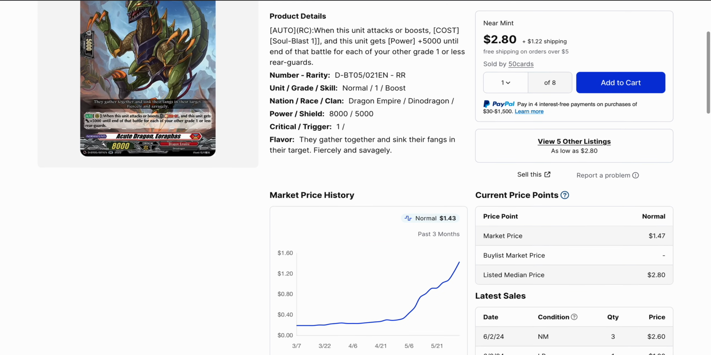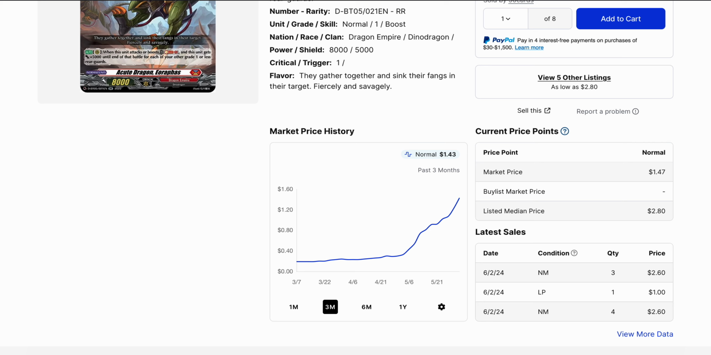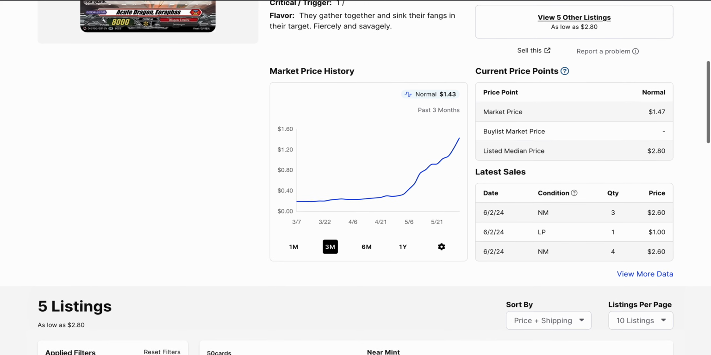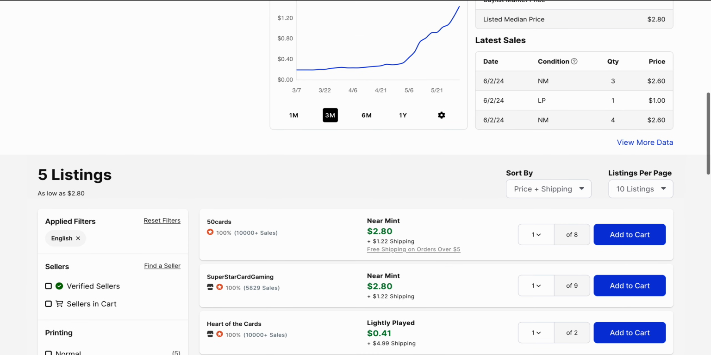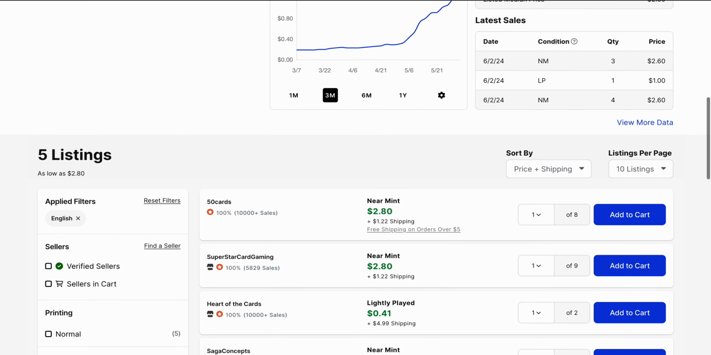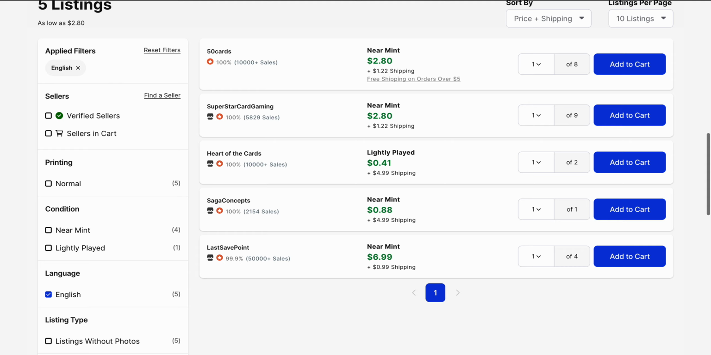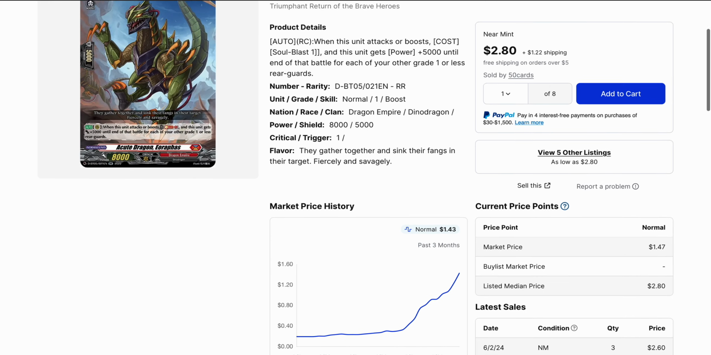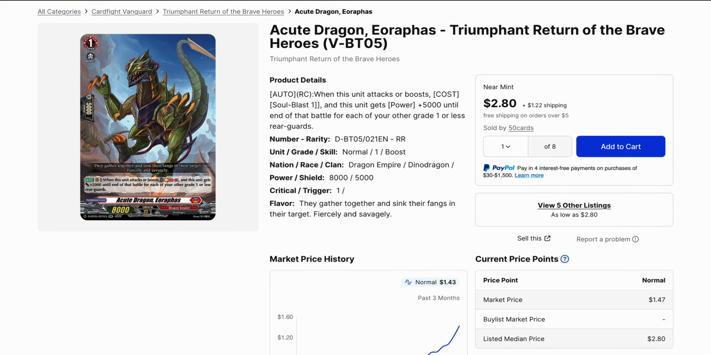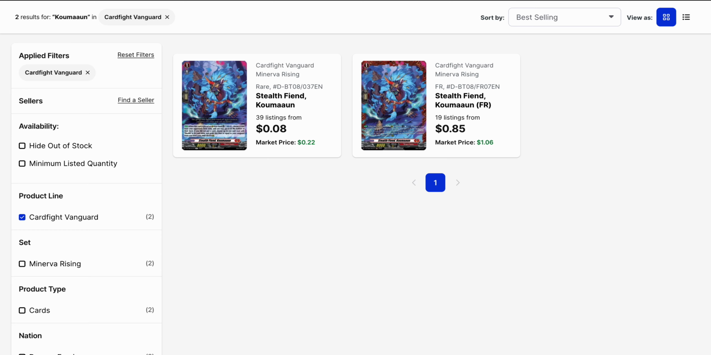This card is now 280 base, and the market price has increased from under 40 cents to over a dollar, almost $1.50, and it's been getting bought for $1 to almost $3. Listings available, we've only got 5 listings, and they're all at least 280 right now. So this card has been moving quite a lot. For early game rush potential, this thing is really powerful.